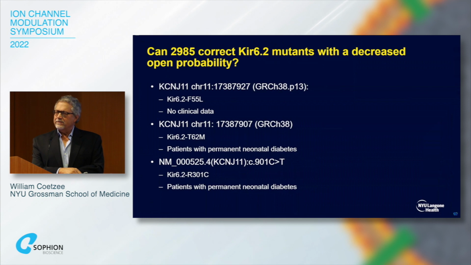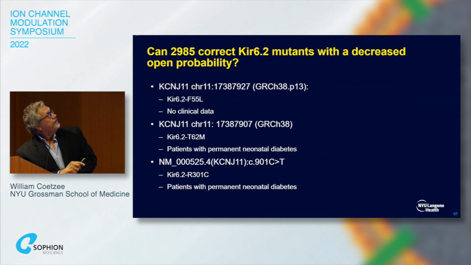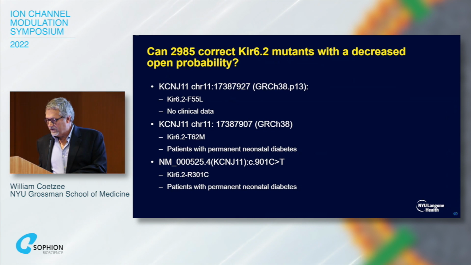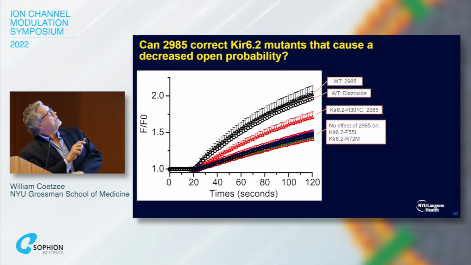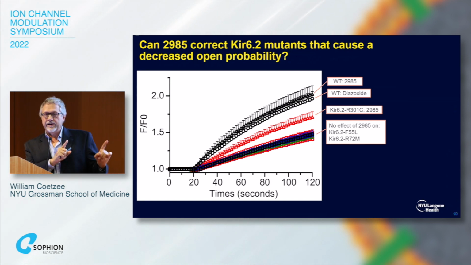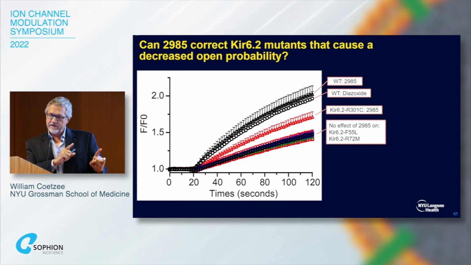So how can we use this compound? This was an idea given to us by Xiaolin. The question would be, can this compound correct patient mutations in Kir6.2 that cause a decreased open probability? We tested 3 of those: F155L, T62M, and R301C. In the next slide, you're going to see some thallium flux data again. You can see that the wild type, in this case, is expressed together with SUR1 because we wanted to recapitulate the pancreatic channel.